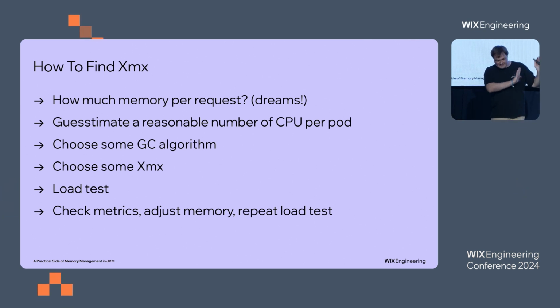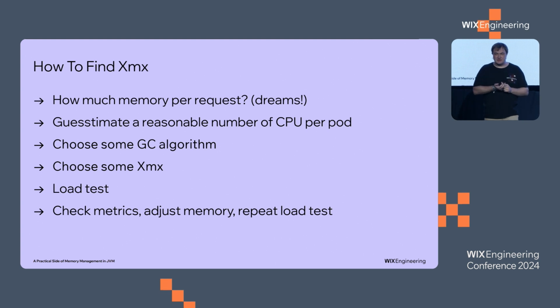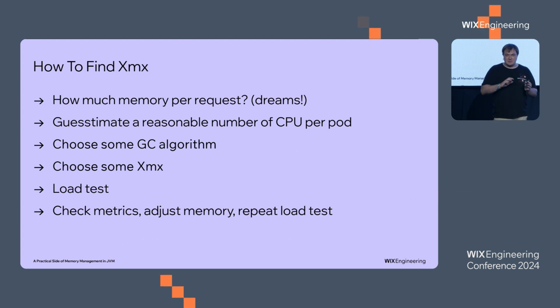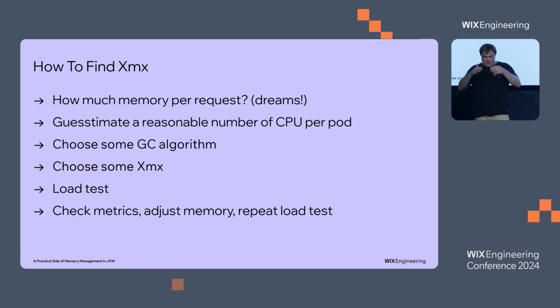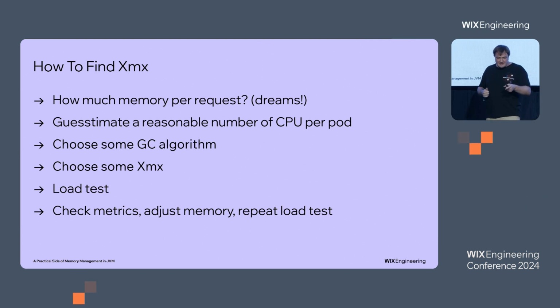Either you go YOLO with some default and hope for the best, or we can plan ahead. We can measure how many in-memory caches we have and what their sizes are, so we can understand roughly how many bytes we need in the old generation. And the best thing to know is how much memory you need per request.